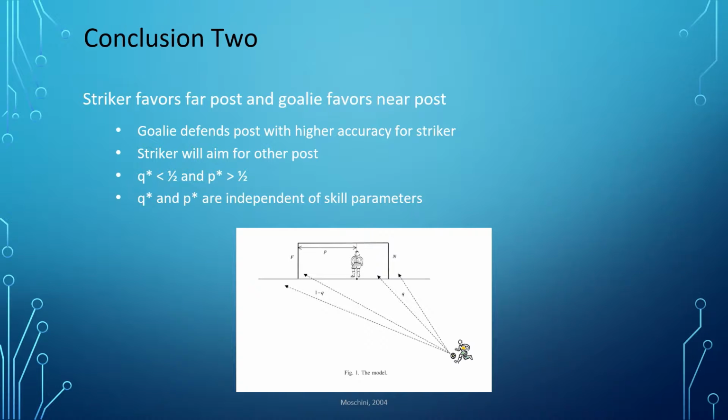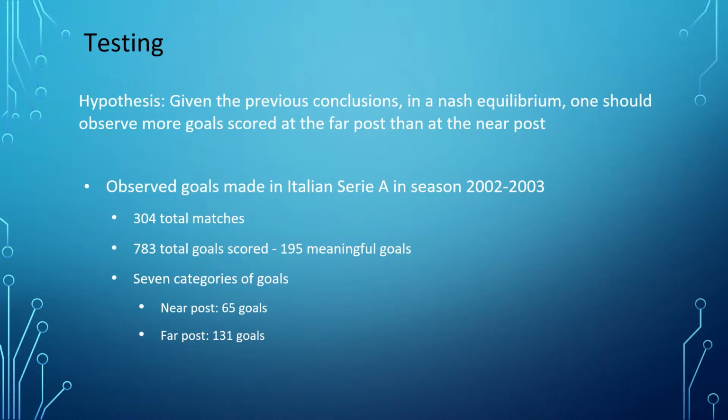The reason the author chose to make the equilibrium strategies P star and Q star independent of the skill parameters of the striker and goalie is so that this framework could be expanded as a reliable rule for soccer players of all different skill levels. To reiterate the author's previous conclusions, it is expected that after observing numerous real-life soccer examples in Nash equilibrium, one should observe more goals scored at the far post than at the near post.